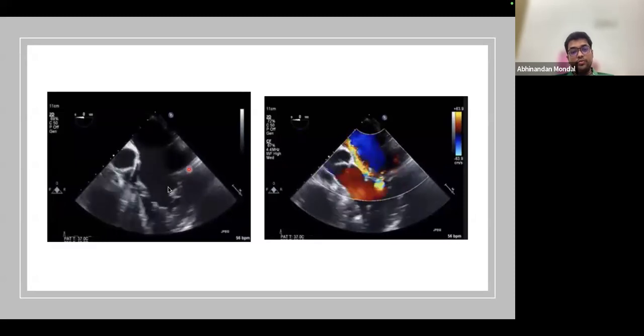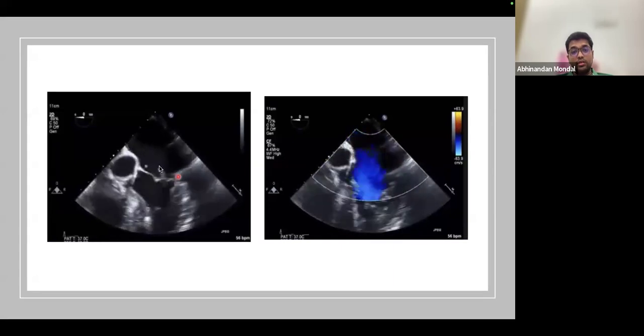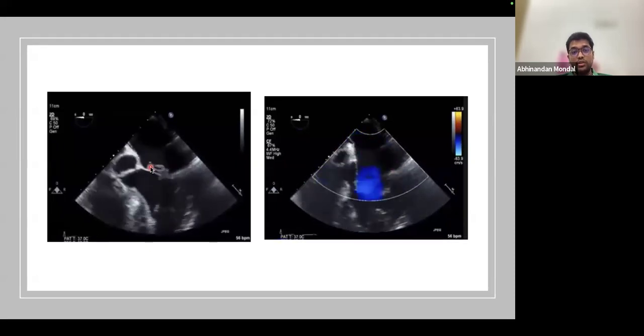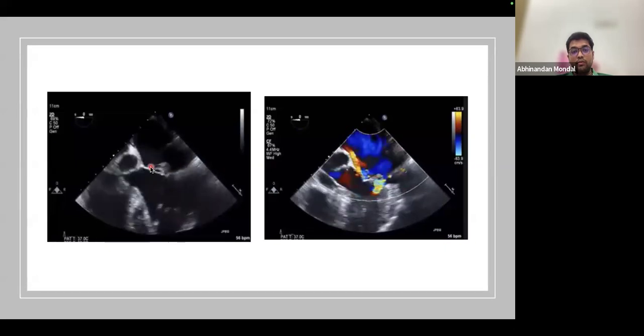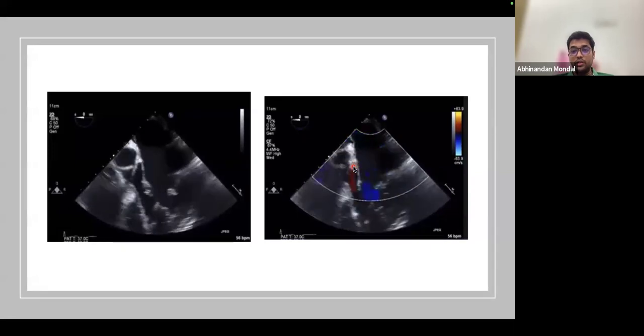What is the view? Midesophageal 5 chamber view. You can see there is a P1. So this has to be P1. And you can also see this shiny dot. This is a flailed chordae. You can also appreciate your wall hugging jet over your A1.